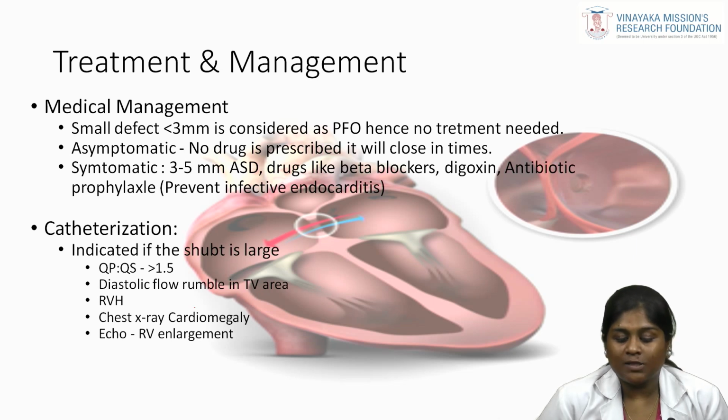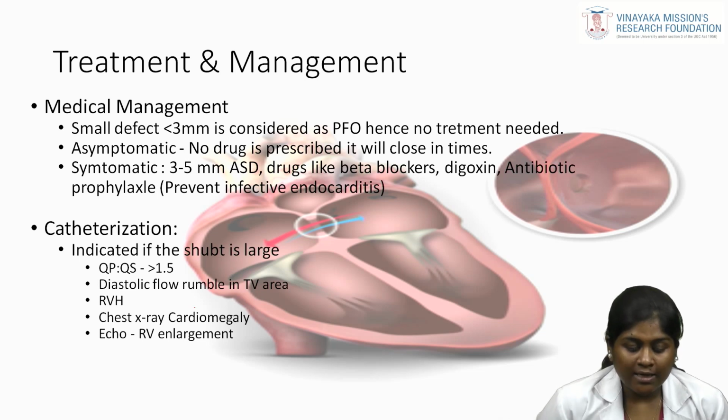In asymptomatic cases no drug is prescribed, it will close in time, as I have already said. And then for symptomatic 3 to 5 mm ASD, drugs like beta blockers, digoxin, and antibiotic prophylaxis are given. Antibiotic prophylaxis is given to prevent infective endocarditis. So for 3 to 5 mm ASD with symptoms in the baby, we can give beta blockers and other drugs.